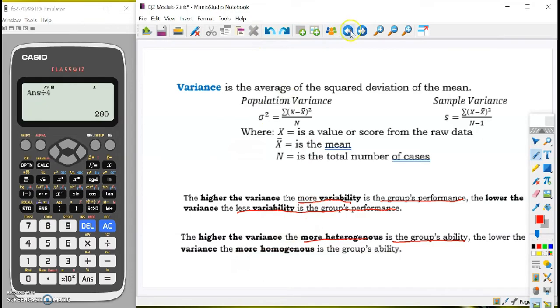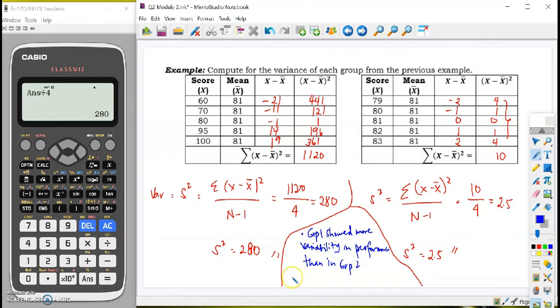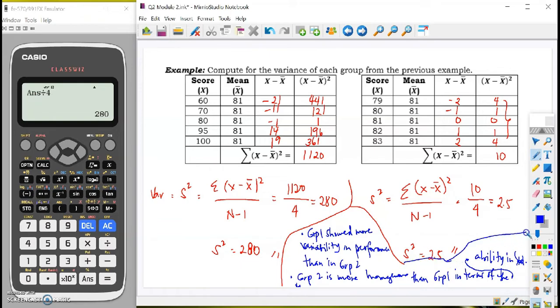Therefore, in the previous item that we looked into, when we look at the two performances, the two data sets that we have here, first we can say that group 1 showed more variability in performance than group 2. We can also say that group 2 is more homogeneous than group 1 in terms of the ability in statistics. Okay, those are the two conclusions or the two interpretations that we can have when we have the variance.